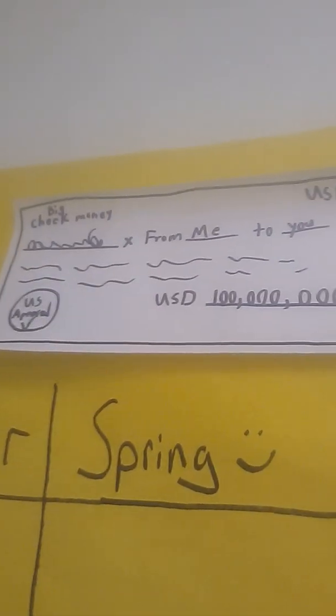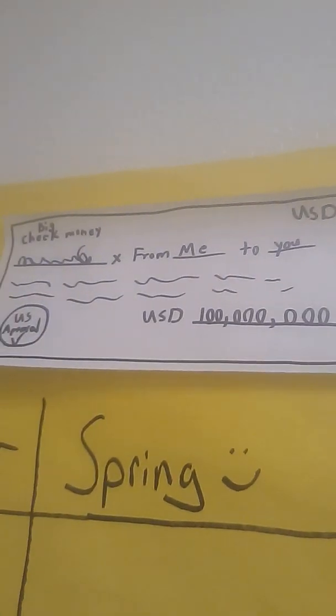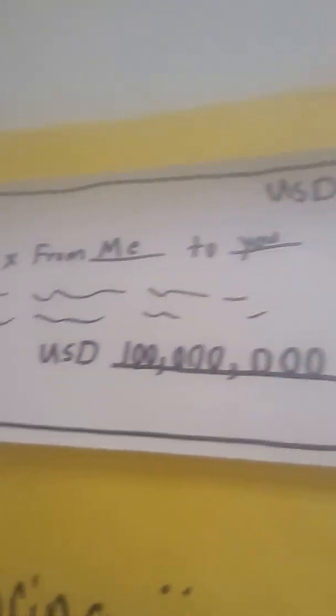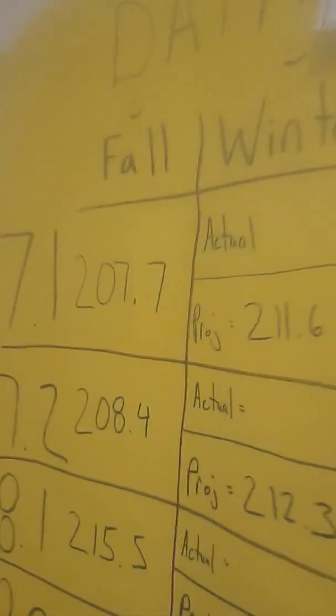This is my data wall. It says "data" because it's so high tech. This is a check that I earned. As you can see, it's for big money. It's $100 million.